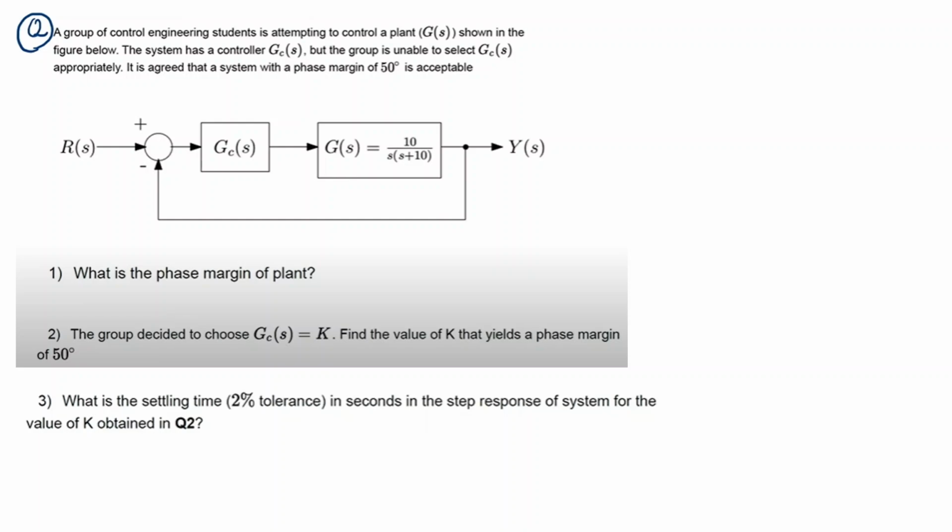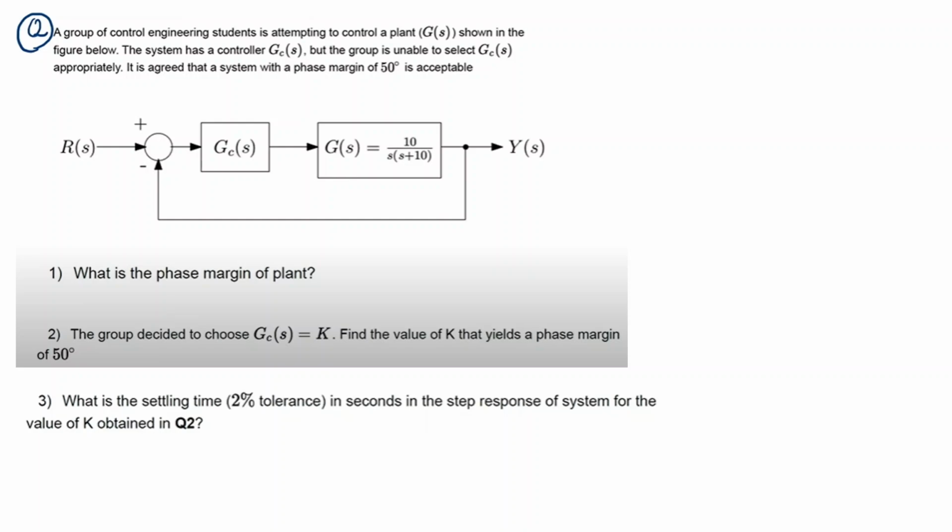A group of control engineering students is attempting to control a plant G(s) given as 10 divided by S into (S plus 10). They are saying that you have to maintain a phase margin of 50 degrees. This is acceptable. The system has a controller Gc(s), but the group is unable to select Gc(s) appropriately. Remember that they want to maintain a 50-degree phase margin. Now the question is what is the phase margin of the plant.